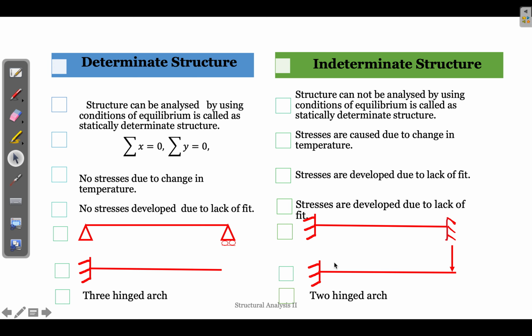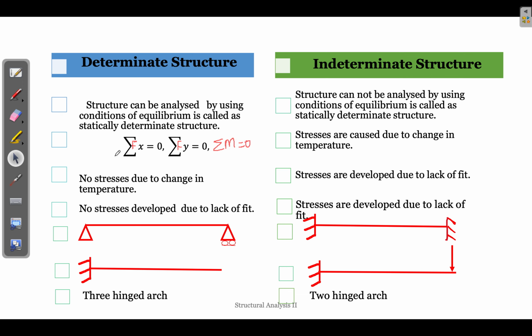Now coming to our topic, the basic understanding of what is a determinate and indeterminate structure. Okay, so what is a determinate structure? A structure that can be analyzed by using equations of equilibrium is called a statically determinate structure. So what are the equilibrium equations? Summation of forces in the x direction is 0, summation of forces in the y direction is 0, and summation of moments is 0.